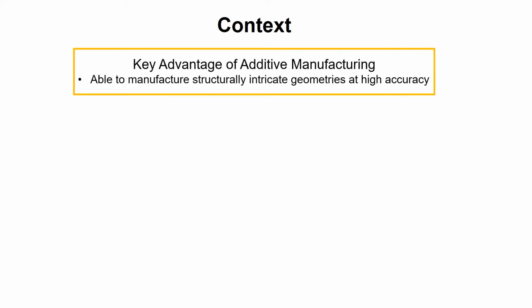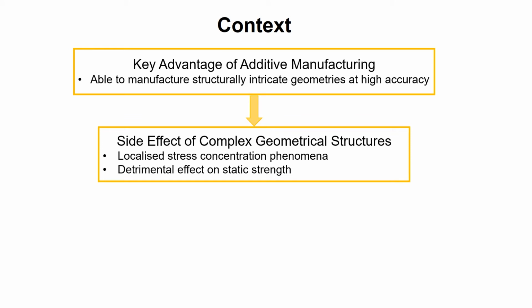We know that additive manufacturing techniques have gained popularity over the years. One of the key advantages of additive manufacturing is that it is able to manufacture structurally intricate geometries at a relatively higher accuracy, shorter amount of time, and lower cost. However, from a structural integrity point of view, this feature is of concern, as the side effect of these complex geometrical situations is that it will lead to localized stress concentration phenomena, which is sometimes detrimental to the static strength of such additively manufactured components.